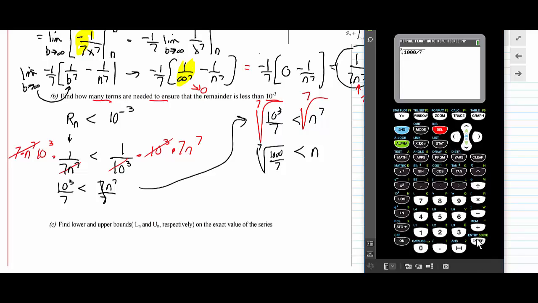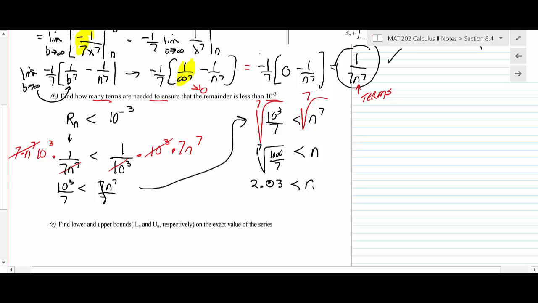Okay, so let's see what that is then. Okay, so that gives about 2.03. N's got to be bigger than that. Now keep in mind, what kind of number is n in a series? It's like a natural number, 1, 2, 3, 4, right? So n is just numbers that you count by, like counting numbers. We call them natural numbers. So it would make sense that if n has to be bigger than 2.03, then we would need it to be 3, okay?